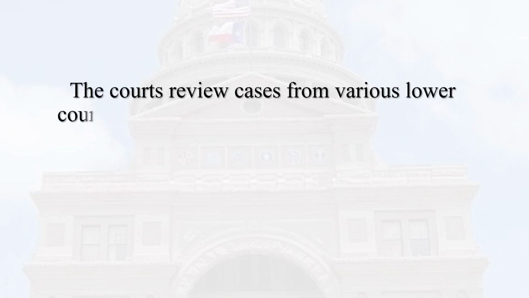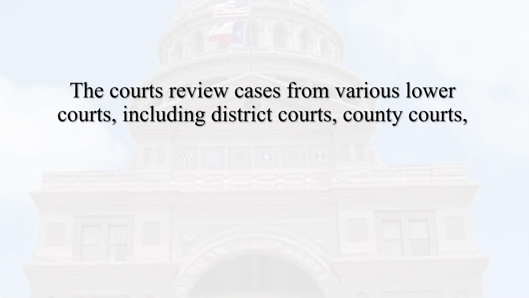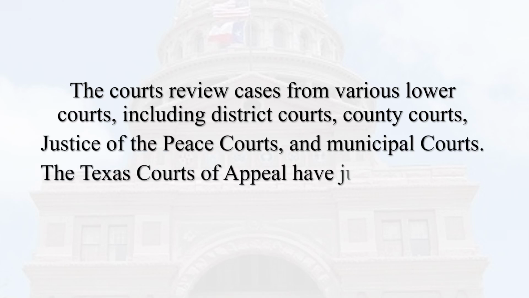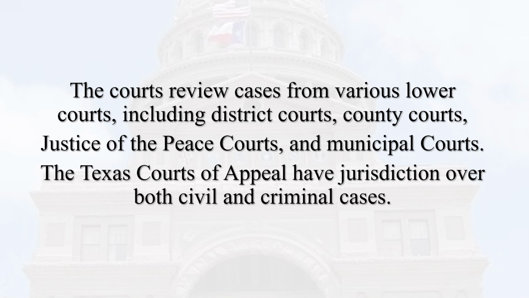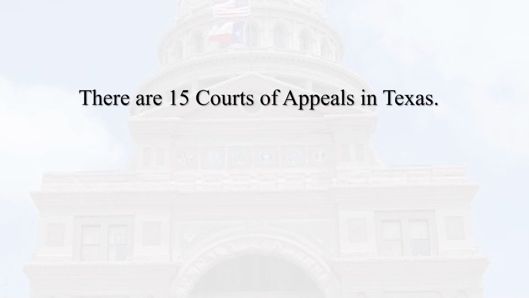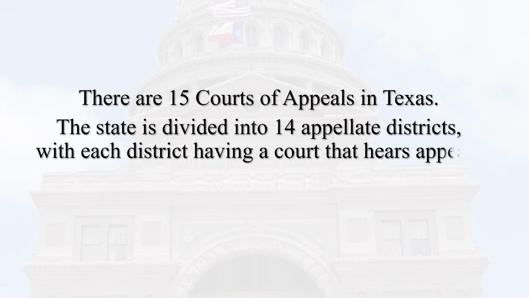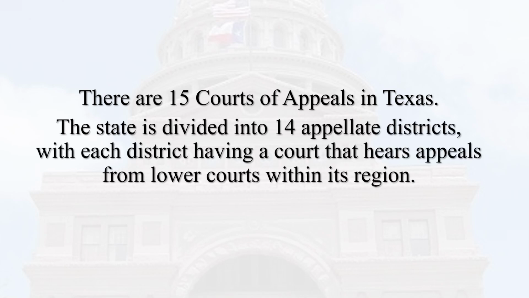The courts review cases from various lower courts, including district courts, county courts, justice of the peace courts, and municipal courts. The Texas Courts of Appeals have jurisdiction over both civil and criminal cases. There are 15 courts of appeal in Texas. The state is divided into 14 appellate districts, with each district having a court that hears appeals from lower courts within its region.